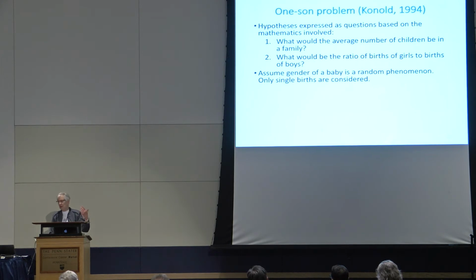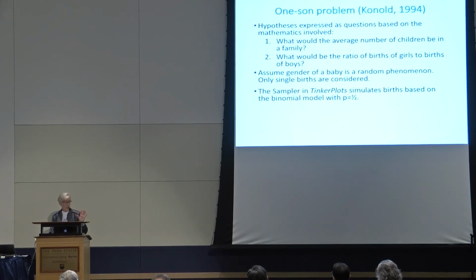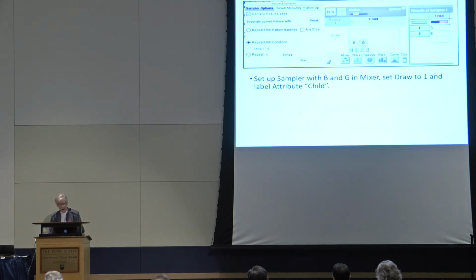And so you have to make the assumptions, and you talk to the students about what assumptions you make if you're putting this in the program. And of course, that it's a random phenomenon, and only single births are considered. We don't talk about twins. In the sampler, it simulates it based on a binomial model with p equal to a half. And then we talk about the fact that this is a pseudo-random sampler, but it'll do for what we're going to do.